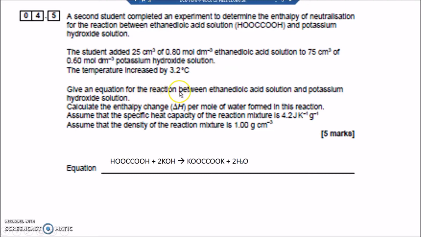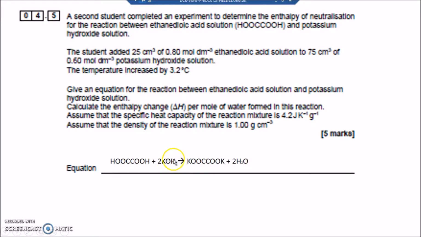We're given an equation for the reaction between ethane dioic acid solution and potassium hydroxide. You maybe remember ethanoic acid and sodium hydroxide makes sodium ethanoate: CH3COOH and NaOH makes CH3COONa and water. So we've got the same kind of thing here, but we've got 2 carboxylic acid groups, and so we need 2 potassium hydroxides to make 2 waters.